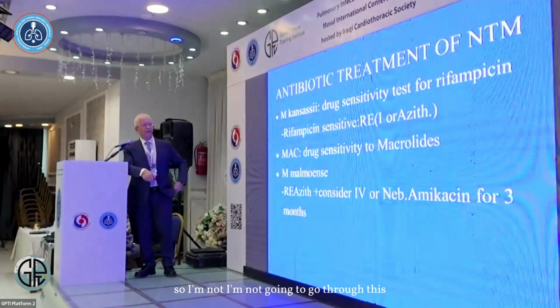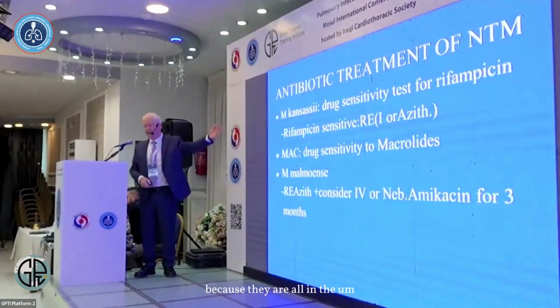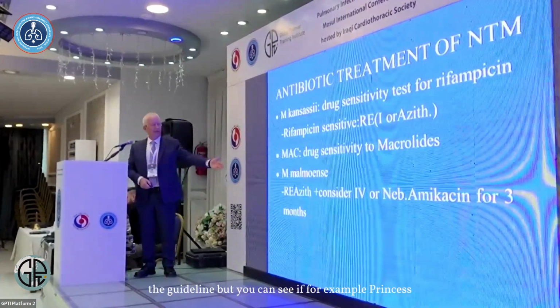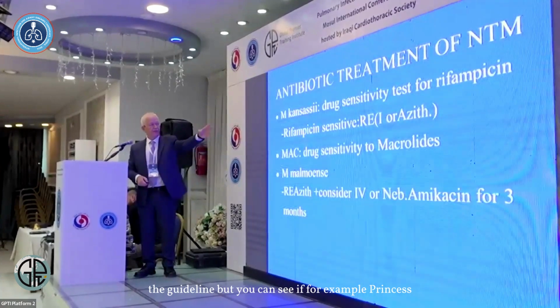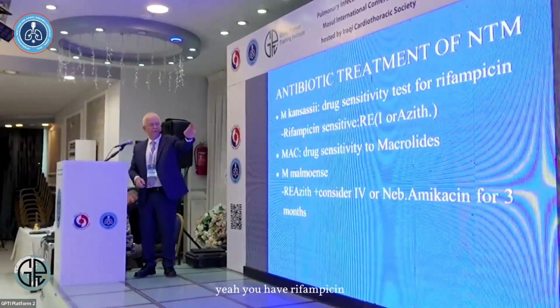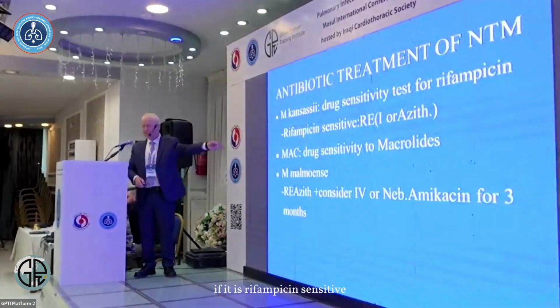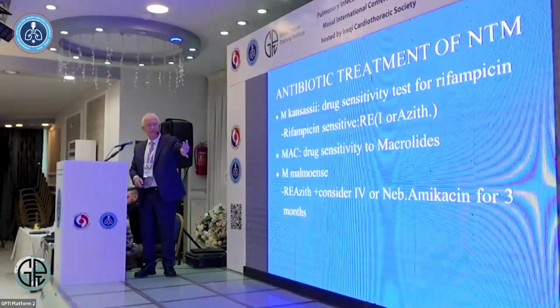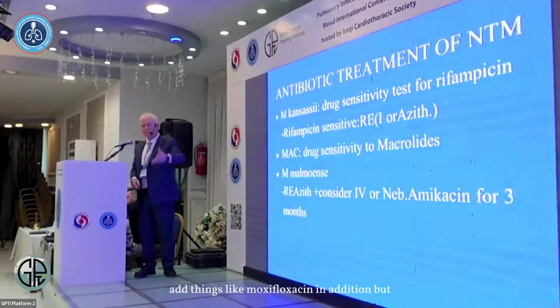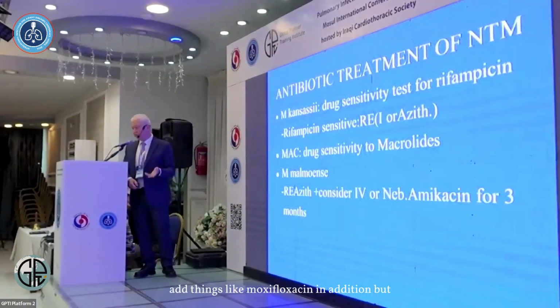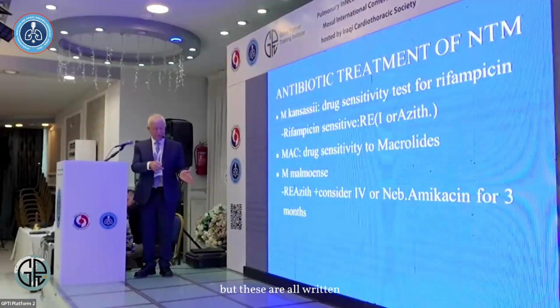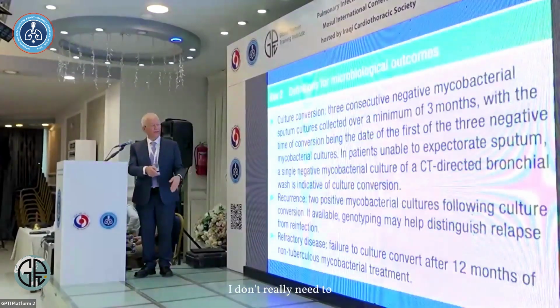I'm not going to go through this because they are all in the guideline. But you can see, for example, for avium complex, you have rifampicin, ethambutol, and either isoniazid or azithromycin. If it is rifampicin resistant, then you go to quadruple therapy and add things like moxifloxacin in addition. But these are all written, so I don't really need to go through them.